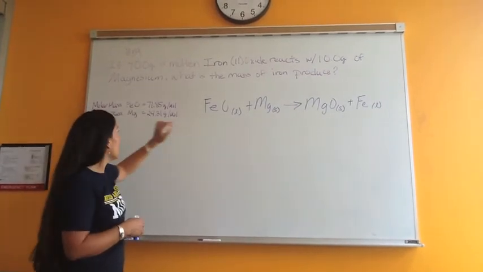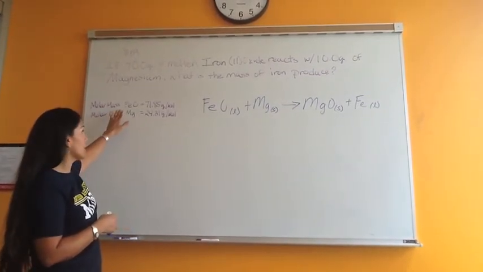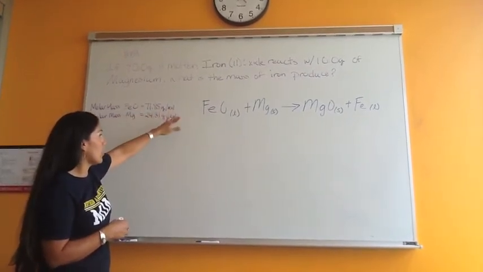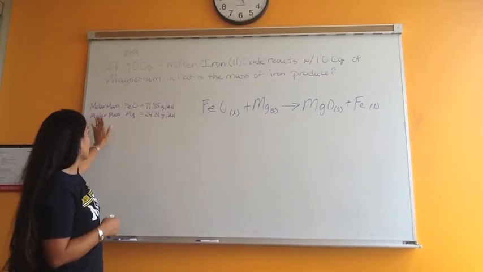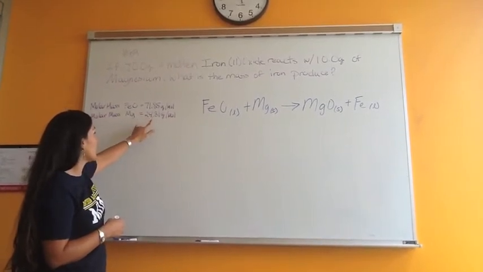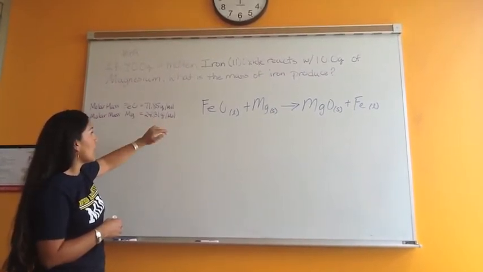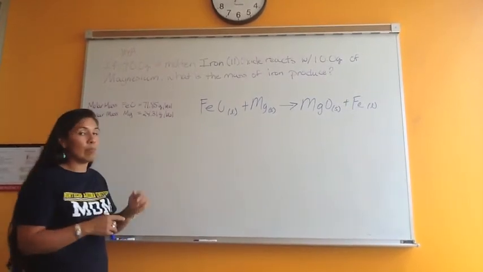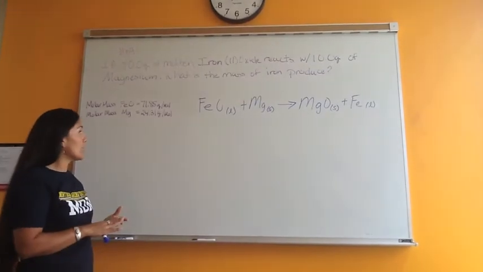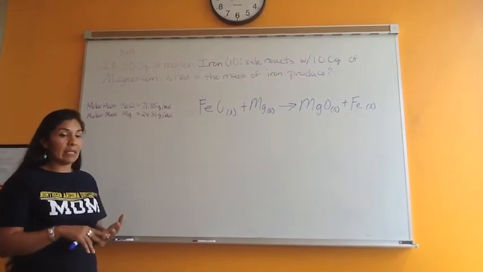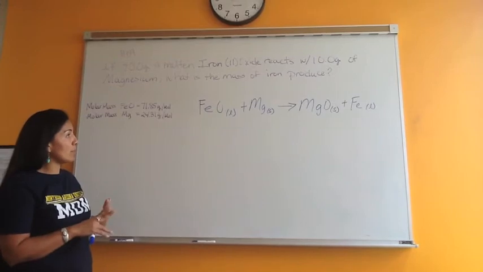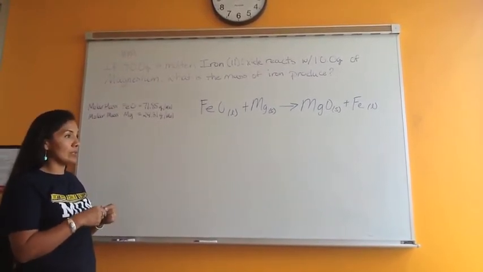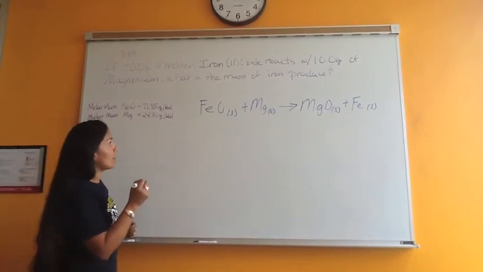Prior to this formula, I've calculated our molar mass for iron oxide, which is going to be 71.85 grams per mole. I also calculated the molar mass for magnesium, which is 24.31 grams per mole. And we're going to use these calculations in this equation using a molar mass equation, and it's going to be a mass to mole, mole ratio, and back to mass to get our moles and ratios with the final outcome.